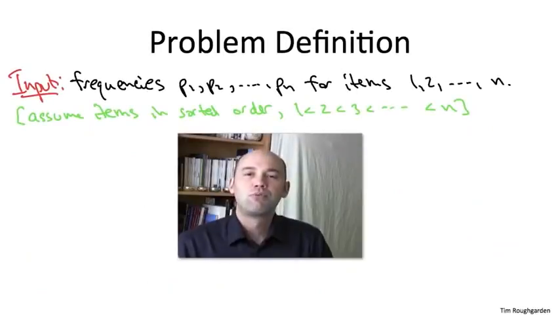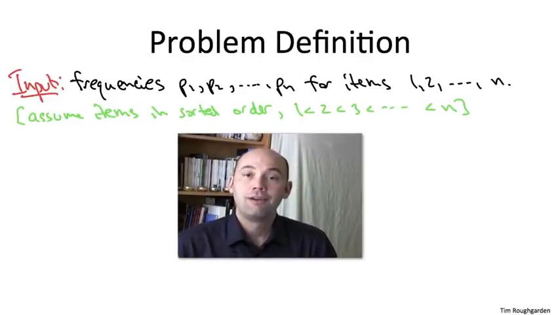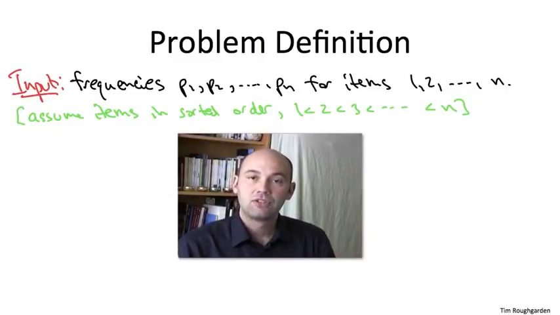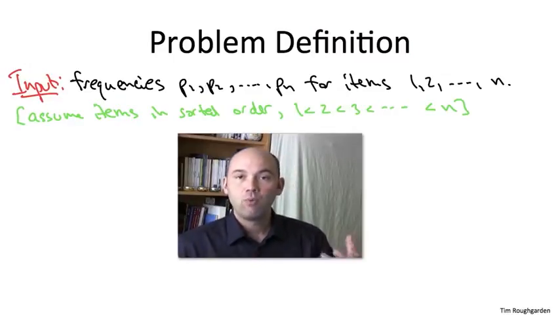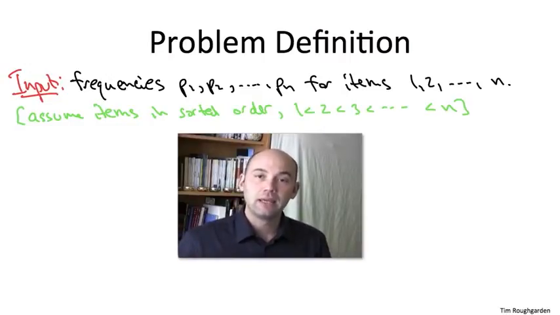So that brings us to the formal problem definition. We're told n objects that we have to store in a search tree, and we're told the frequency of access of each. Let's keep things simple and the notation straightforward. Let's say the items are named 1, 2, all the way up to n, and that is also the order of their respective keys. So P1 is the frequency of searching for the item with the smallest key, and so on.